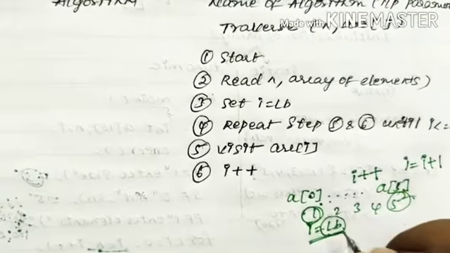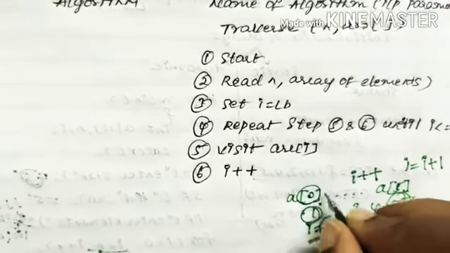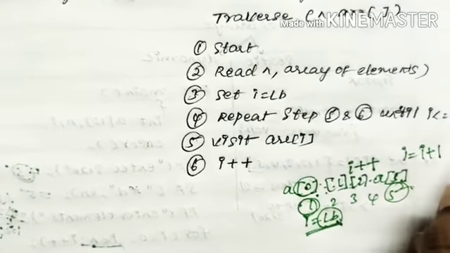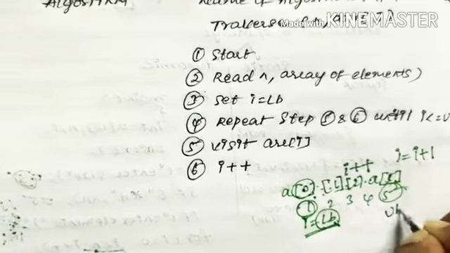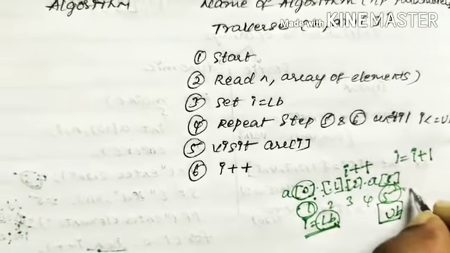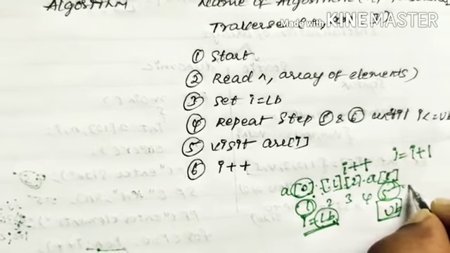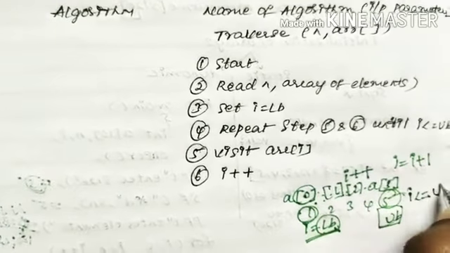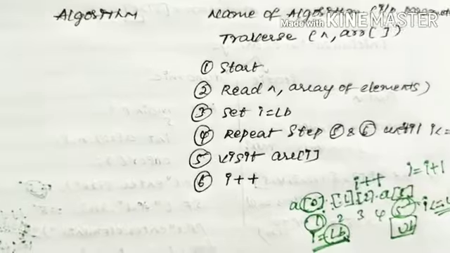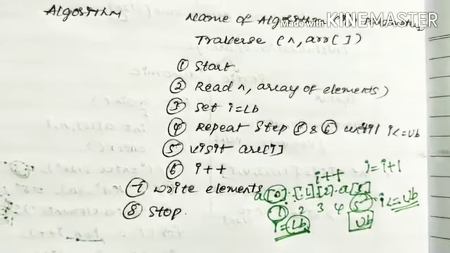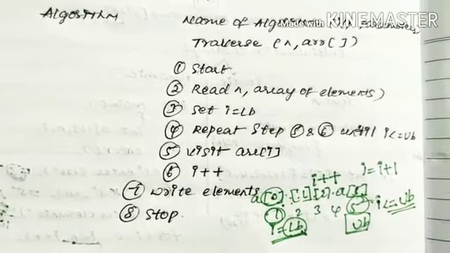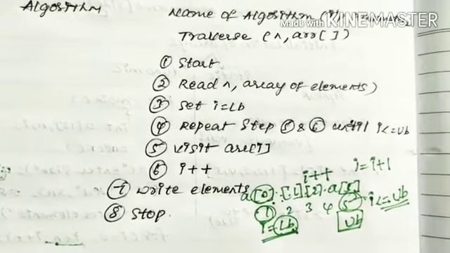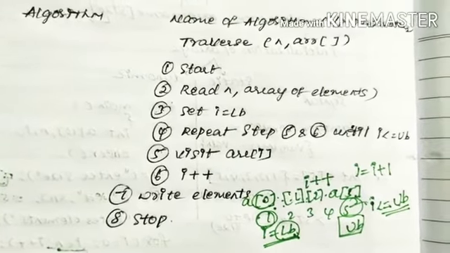For the first iteration it starts with lower bound i equals 0 and then increases to 1 and then 2 and so on to the last element. The upper bound is 5. It should visit each and every element up to the upper bound. After visiting each and every element of the array, we have to write the elements which we have traversed. So we go to the 7th step, write the elements, and then we finish this algorithm with stop.